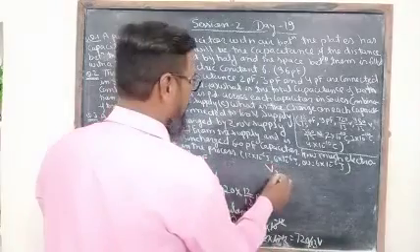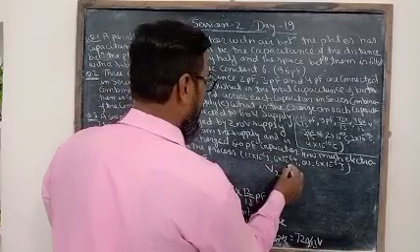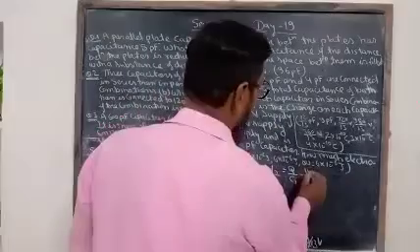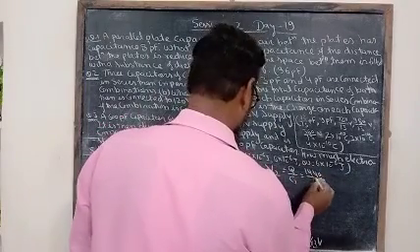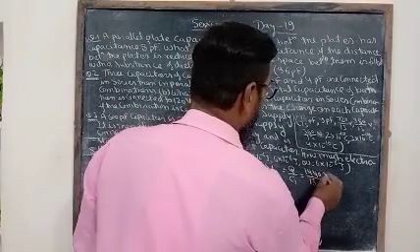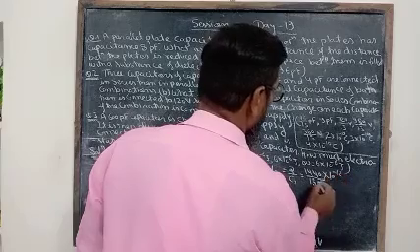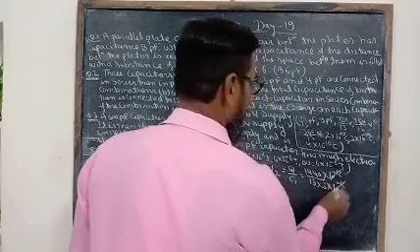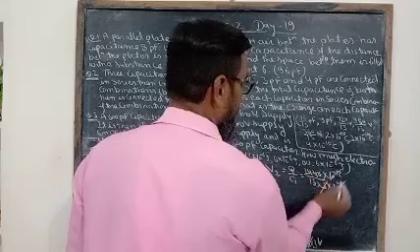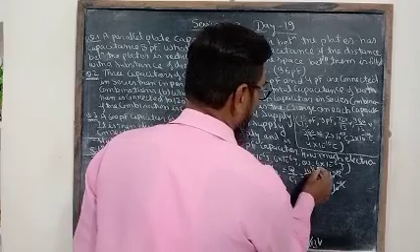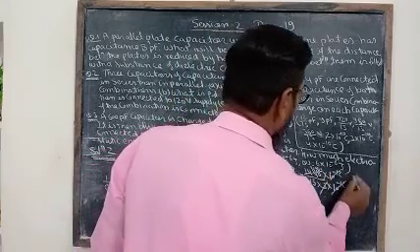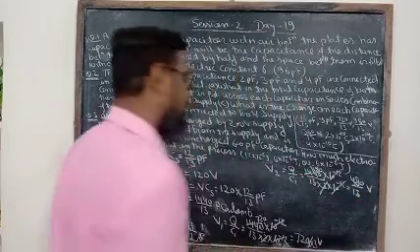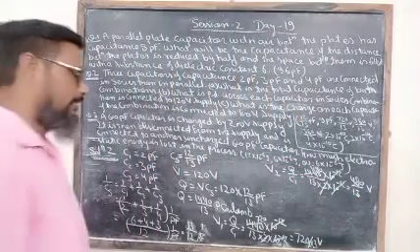The value of V2 will be again Q upon C2. The value of Q is 1440 upon 13 into 10 raised to the power minus 12, divided by 3 into 10 raised to the power minus 12. The minus 12 powers cancel out, and this will be equal to 480. So 480 upon 13 volt will be the answer for the second potential.